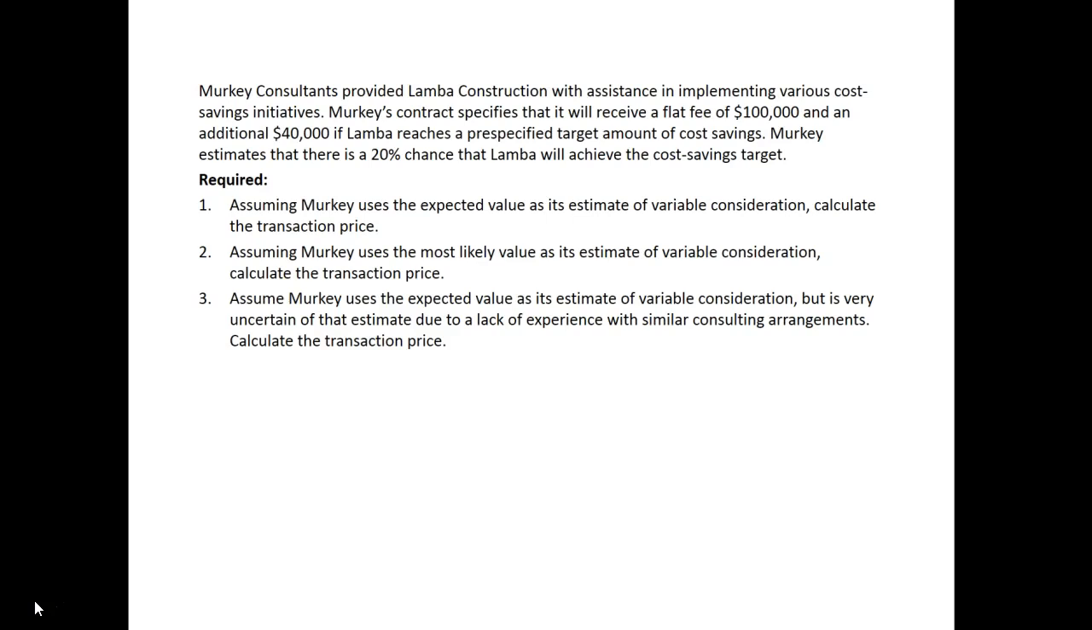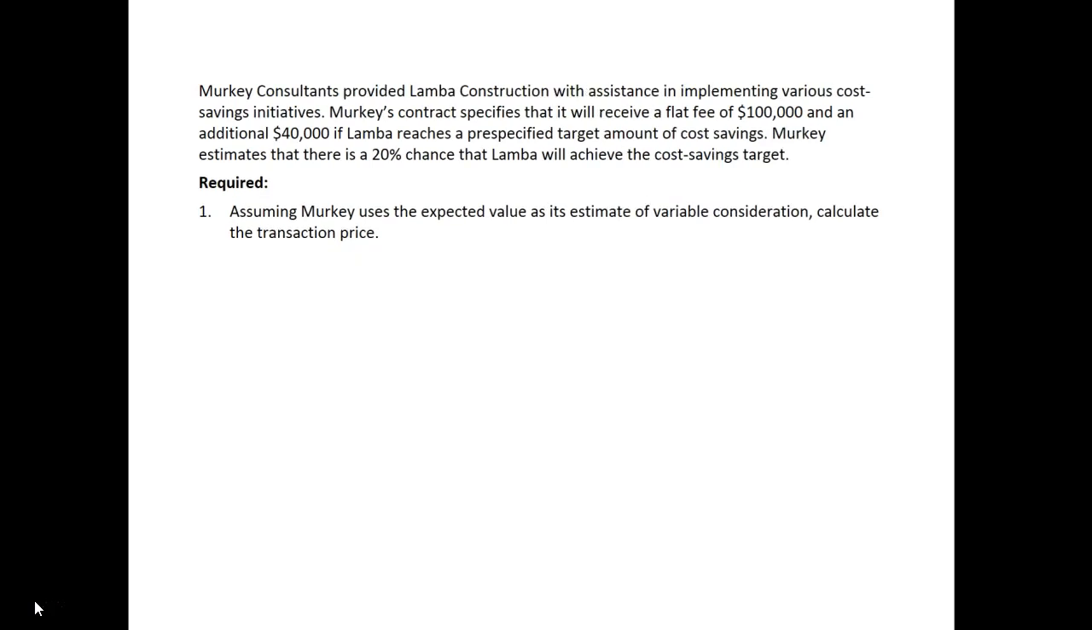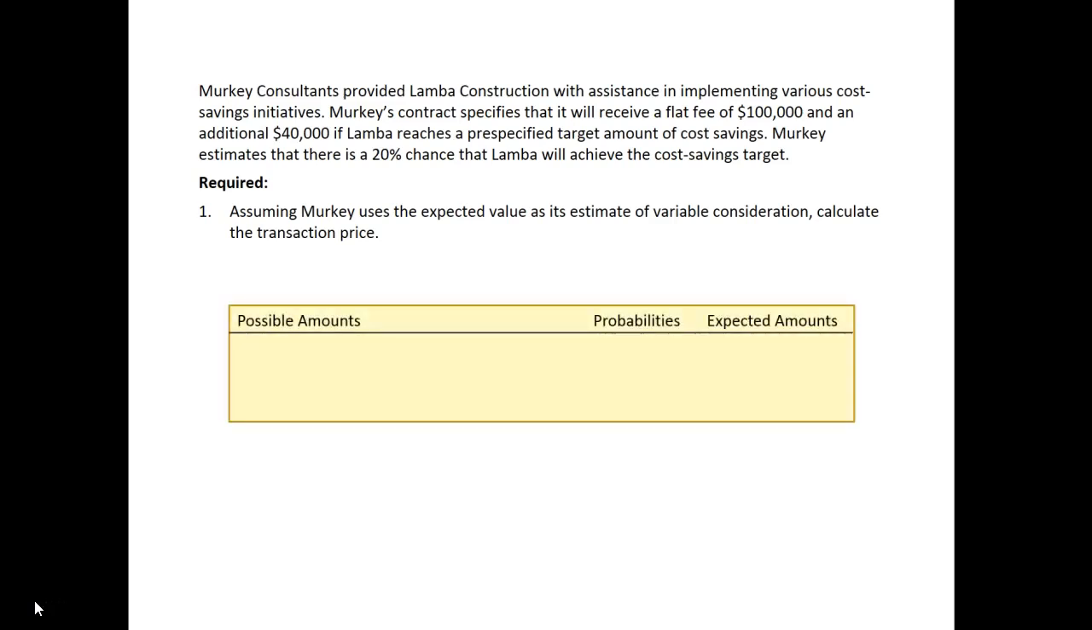And then third, assume Murky uses the expected value as its estimate of variable consideration, but is uncertain of that estimate due to lack of experience with similar consulting arrangements. We'll have to calculate the transaction price based on that estimate or assumption. So, in the first way, we're going to use the expected value as its estimate of variable consideration.